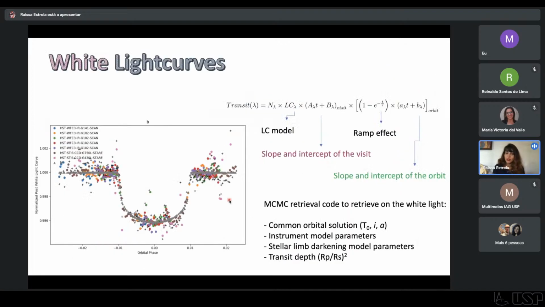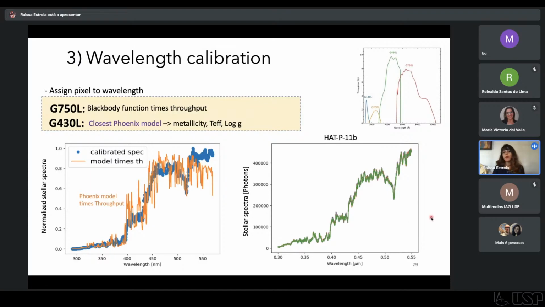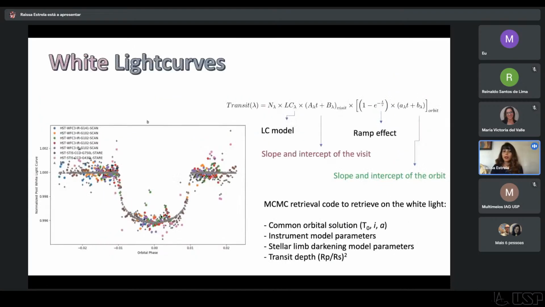Once you have the calibrated spectra, you can basically sum in the wavelength axis to obtain the broadband light curve. Here, each color represents a different filter from Hubble. So you see G750, G430, and there are even some filters from the other instrument, WFC3. And we can model this white light curve to extract information about the planet. So we model that, and we do MCMC retrieval that can give us information about the orbital solution of the planet, like the time of mid-transit, inclination, and semi-major axis.